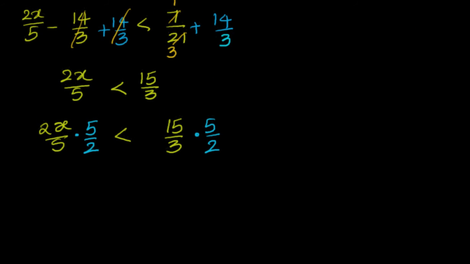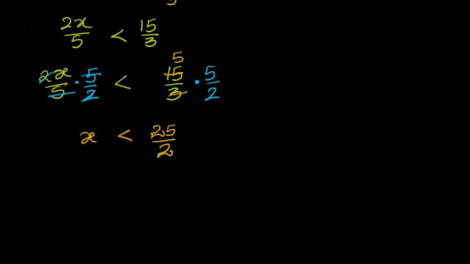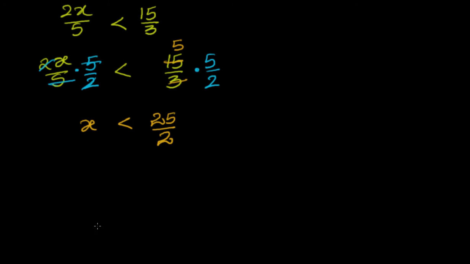When I do that, 5 cancels, 2 cancels. I am left with x is less than 15 into 5 is 75. Okay, I can say 3 5 times, so I'll have less than 25 by 2. X less than 25 by 2 is the solution of this inequality.